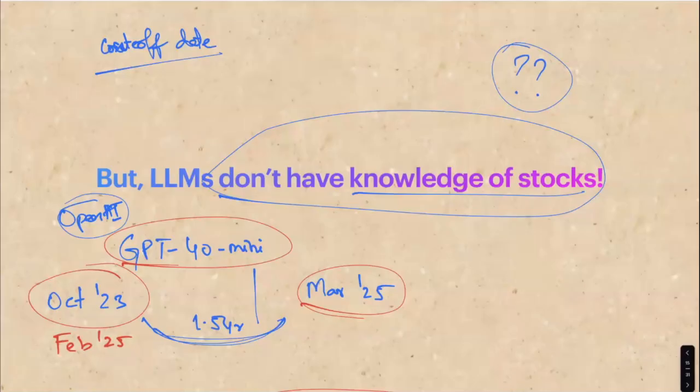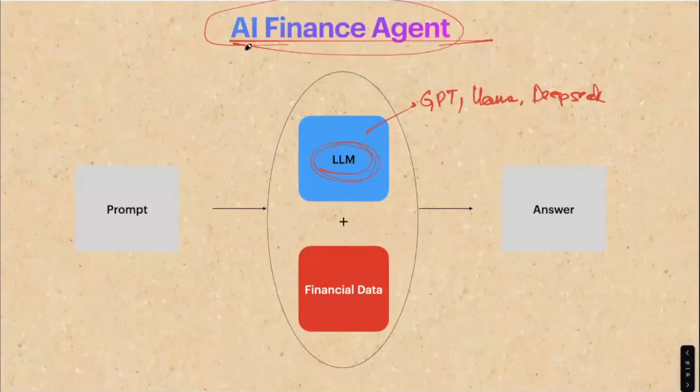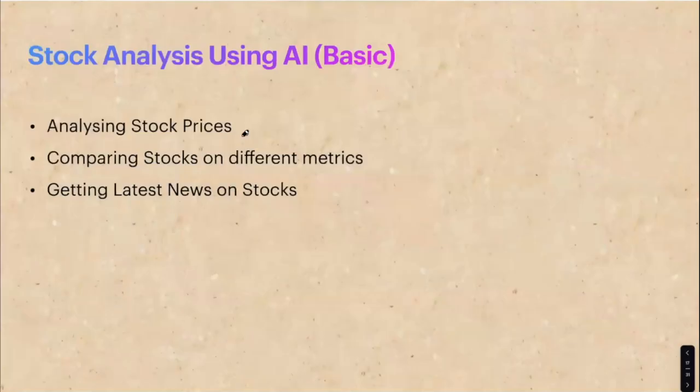So let's say what happened today, what happened 1 hour back. That is something that you will actually need to do a proper financial analysis. So our first goal in the session would be to understand how we can create a basic finance agent, right? And using that basic finance agent, we will try to understand a few things. How can you analyze stock prices? How can you get latest news on stocks?